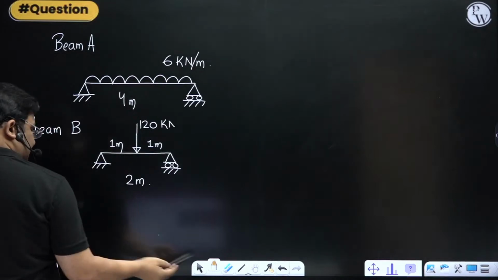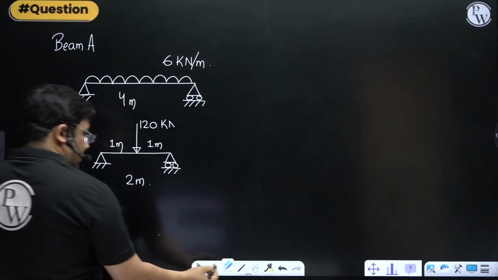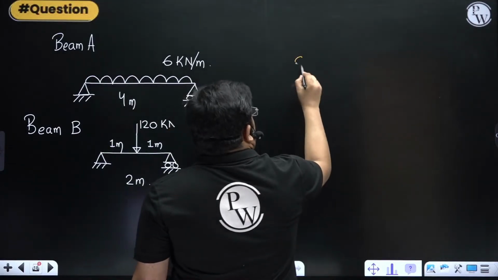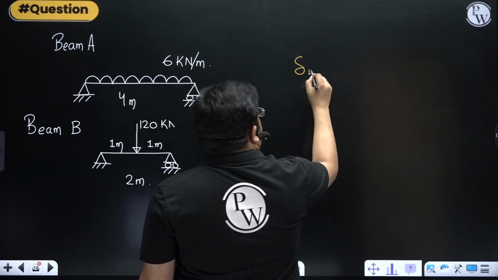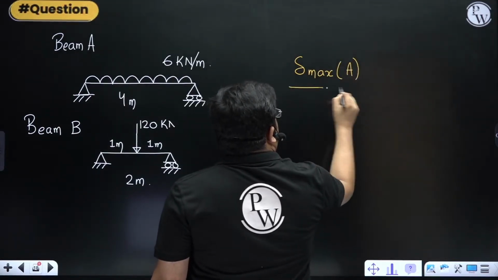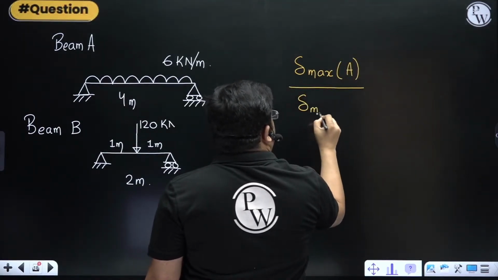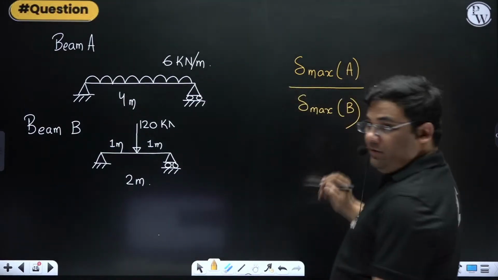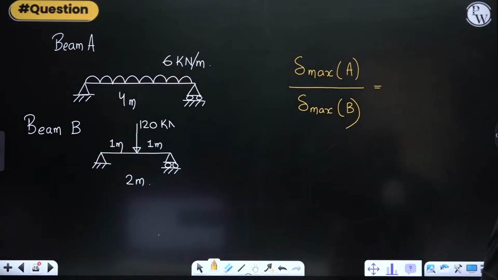So what is asked here? To find out the maximum deflection of A as a ratio to B. Very easy question. You should be able to solve it within 1 minute actually. Please solve this.